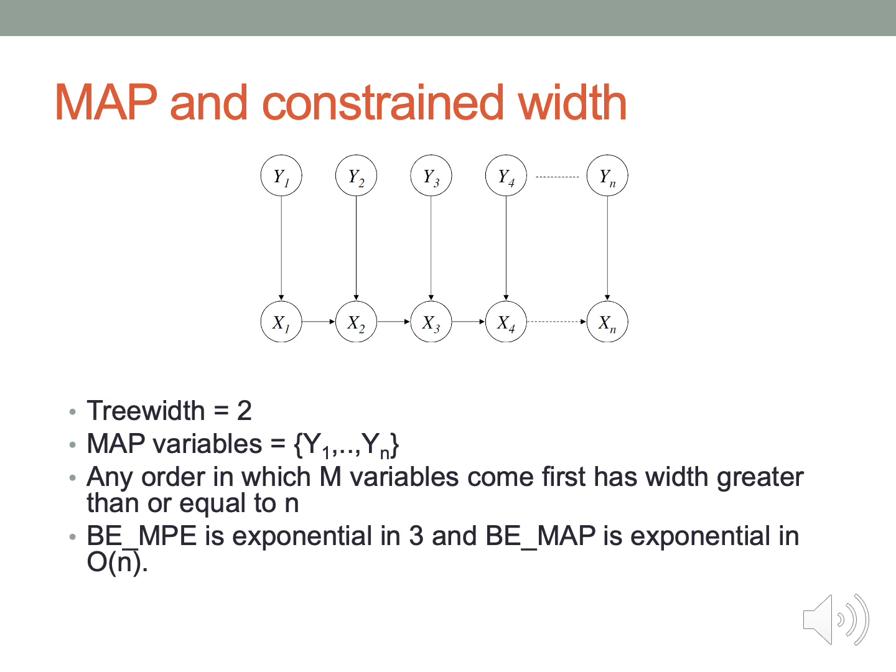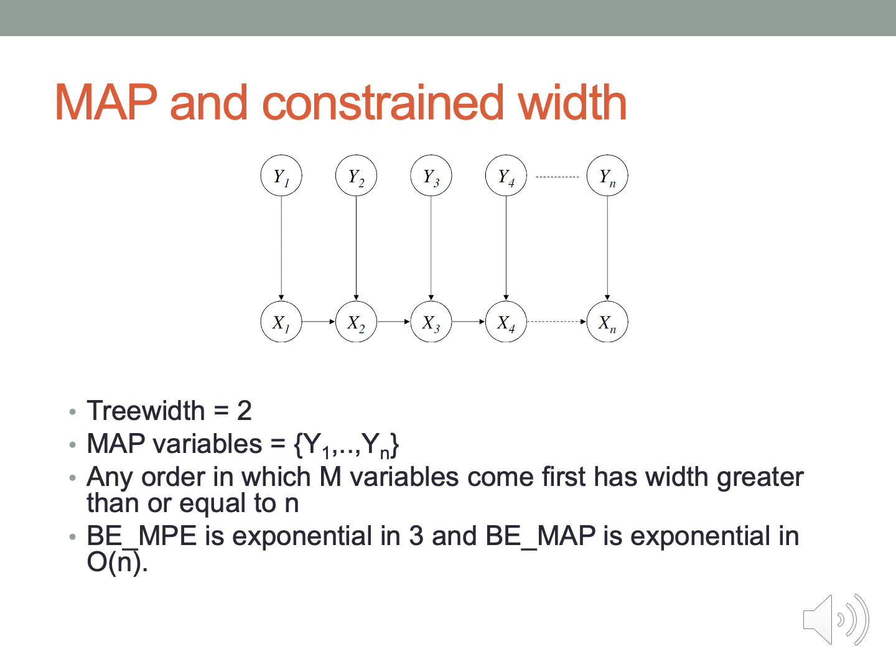Okay? So now if you're interested in the MPE problem over the variables x1 to xn and y1 to yn, the problem can be solved in time that scales exponentially in 3, since the tree width is 2, using an algorithm such as the bucket elimination algorithm. Unfortunately, the constrained tree width for this problem will be at least n rather than a constant if we want to find a MAP assignment over the variables y1 to yn.